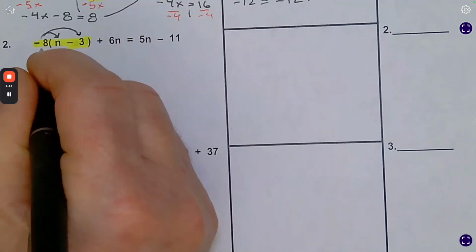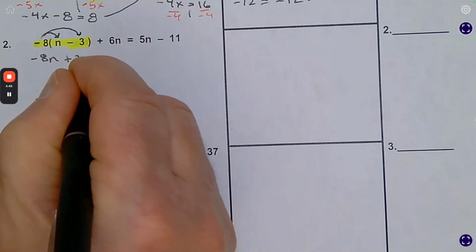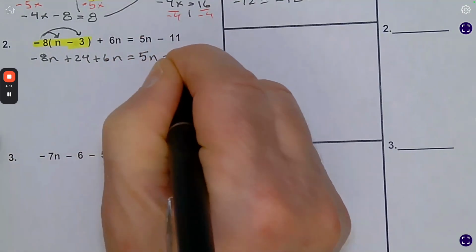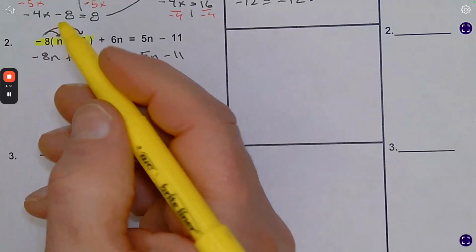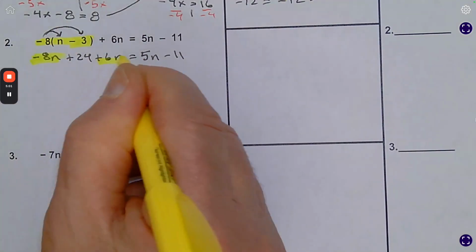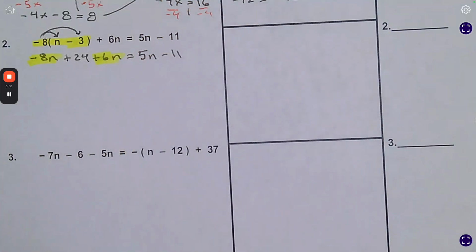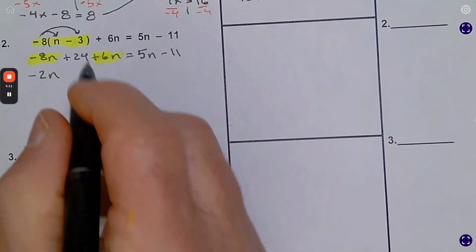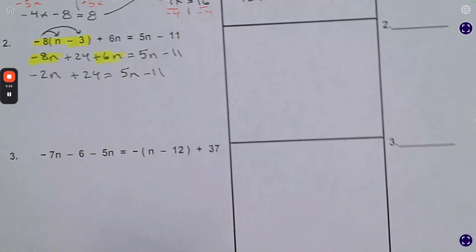Negative 8 times n is negative 8n. Negative times a negative is positive. Let's go. And then I still have this other term, 6n equals 5n minus 11. All right, so negative 8 plus 6, right? I've got these terms, negative 8n and 6n, that are like terms. They're on the same side of the equal symbol, so just combine them. Negative 8 plus 6 is negative 2, so negative 2n plus 24 equals 5n minus 11.